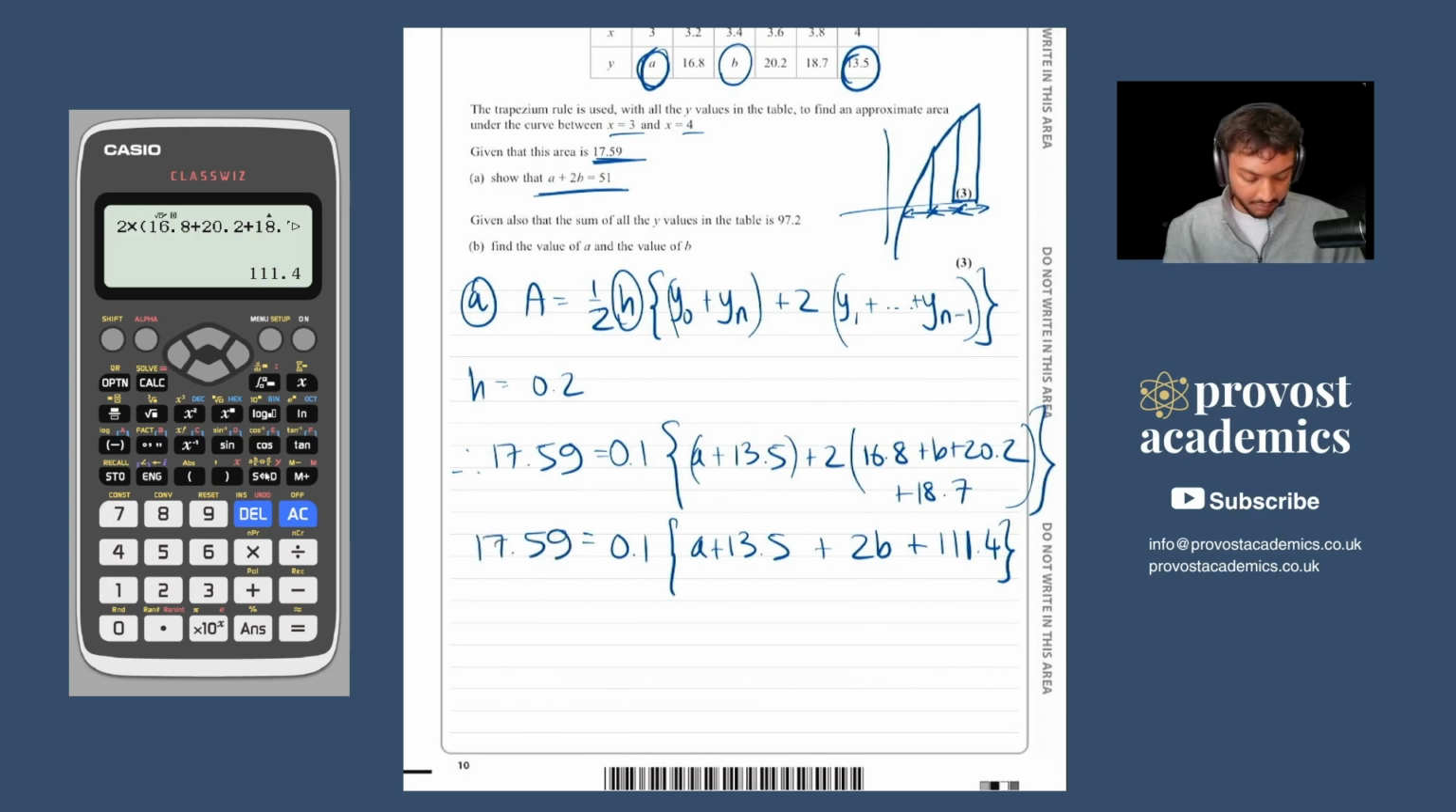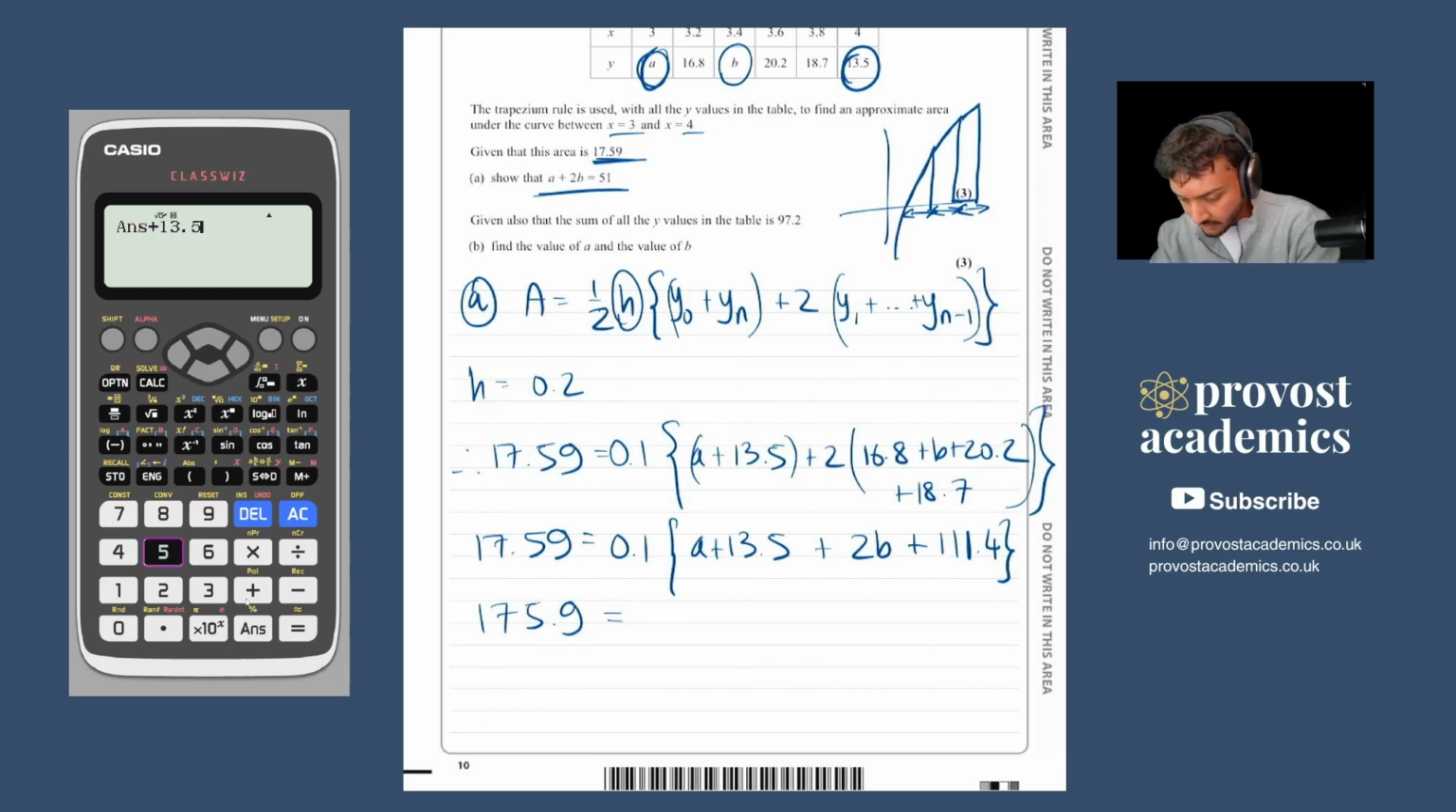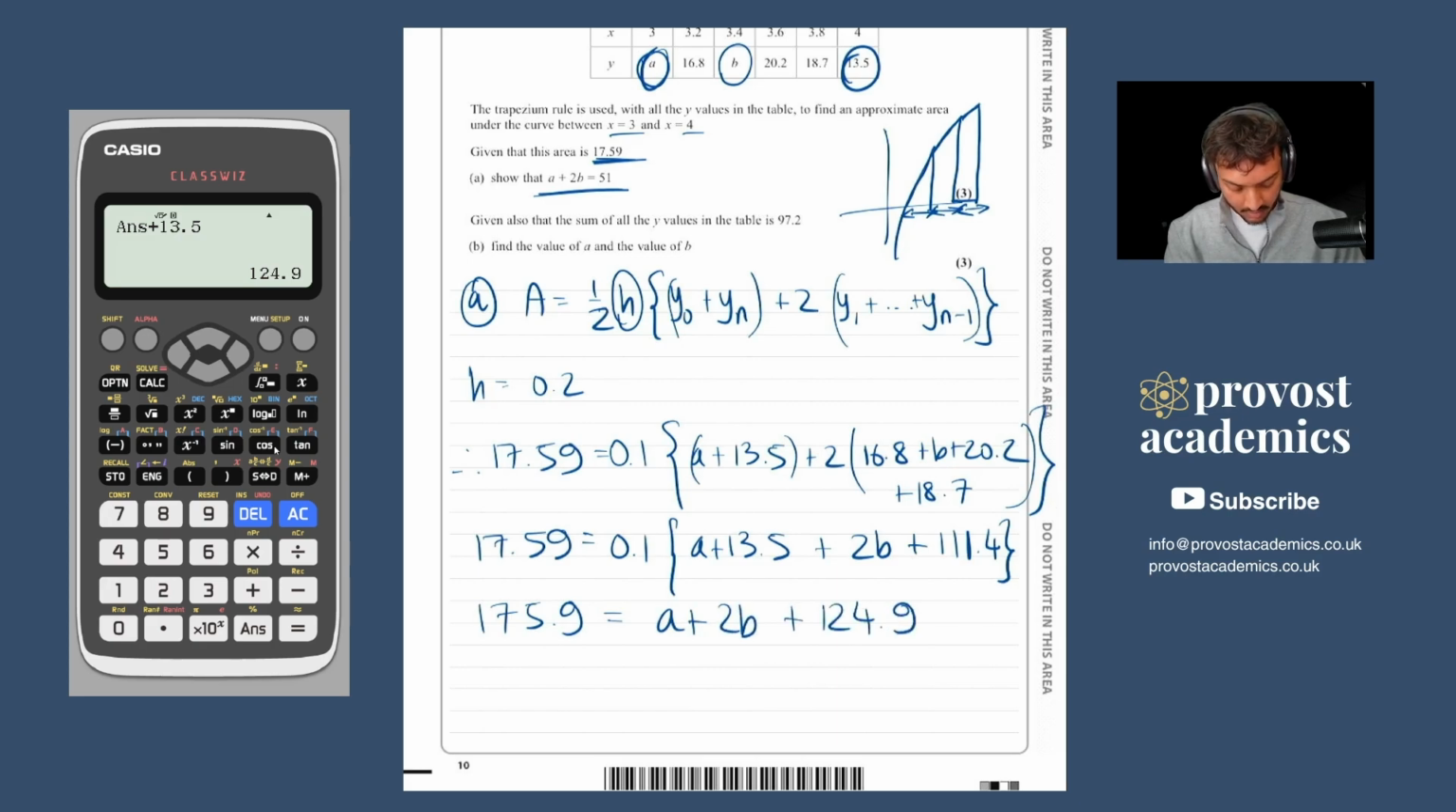And actually, matter of fact, I should get rid of the 0.1. That's just timesing this side by 10. So that's 175.9. That is equal to this plus 13.5, and that is 124.9. So that is a plus 2b plus 124.9, and if I subtract 124.9 from both sides, I indeed get 2b equals 51, and that is what I was looking for. So again, I'm going to say QED because I proved it.